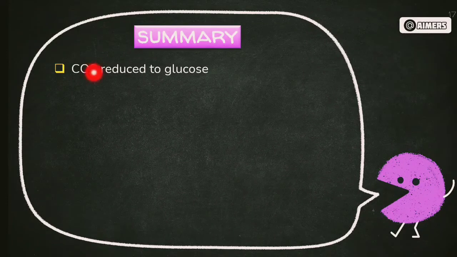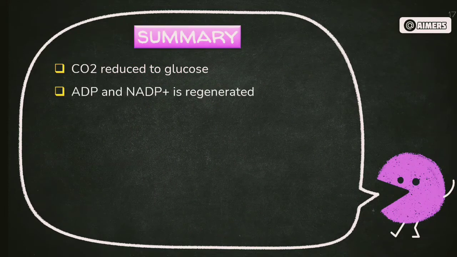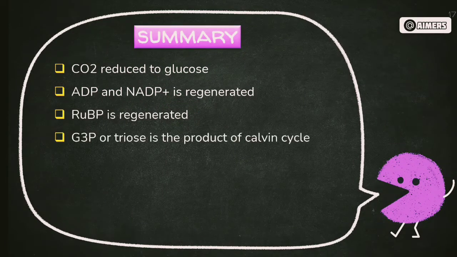First point is that carbon dioxide is reduced to, sorry, here I should mention triose. Okay, glucose is not produced in dark reactions. Glyceraldehyde 3-phosphate then combines to form the glucose and hexose and all of this stuff, but the product of dark reaction is triose. ADP and NADP plus is regenerated. Okay, ATP and NADPH are used, and ADP and NADP plus was produced. Now ribulose bisphosphate is regenerated because it's a cyclic process, and G3P or triose is the product of Calvin cycle, and this glyceraldehyde 3-phosphate can also be called as phosphoglyceraldehyde.